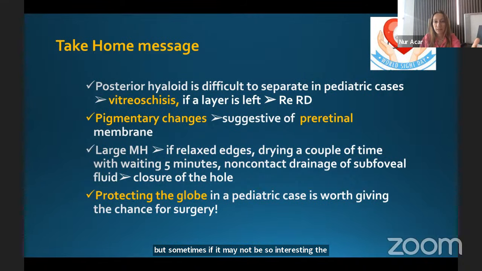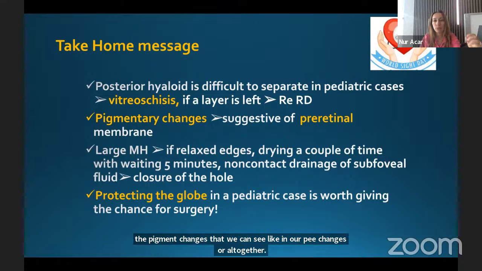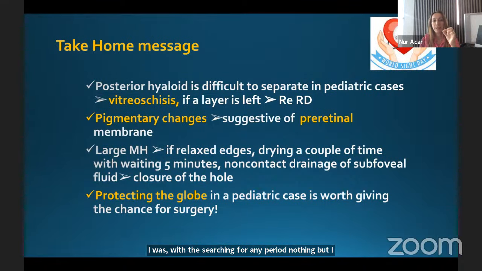Secondly, what I learned from this case is the pigmentary changes that we can see, like in RP changes. I was vigorously searching for any pre-retinal thing, but I could not find it, even though there was some glistening appearance of the retina. The retina was very thick and elastic, and remember that there's no staining with the triamcinolone. If a layer is left, it doesn't stain. In young eyes it becomes like a membrane over time, and it doesn't stain with triamcinolone. So pigmentary changes can be suggestive of a thick preretinal membrane.